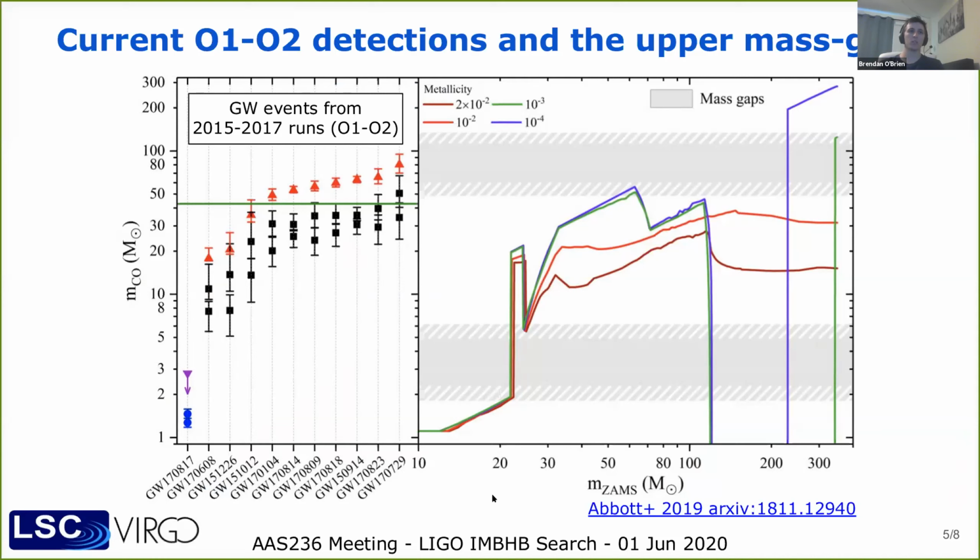Now the right plot shows the mass of the compact object, the y-axis, as a function of the mass of the progenitor star for different metallicities. And what we see is that no black holes are expected to form in the region from about 50 to 100 solar masses. This is due to a process known as pair instability supernova. So in other words, if we find a component black hole in this region, it points to processes other than typical stellar evolution.